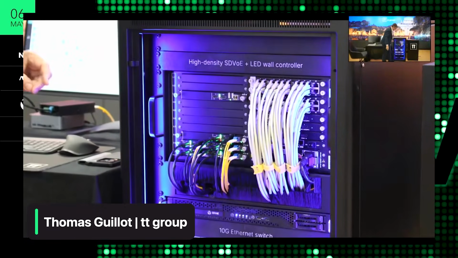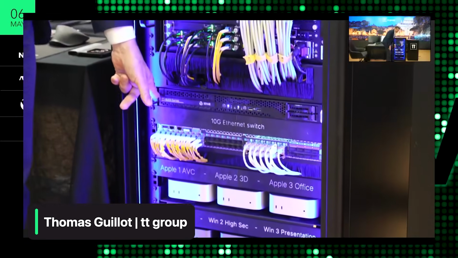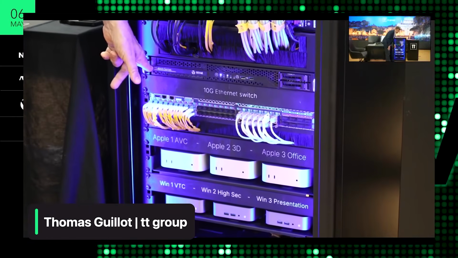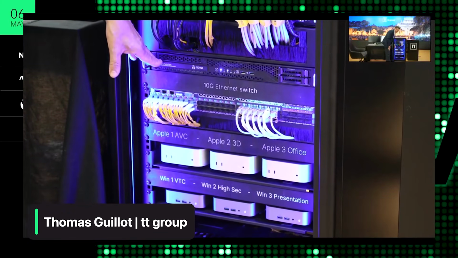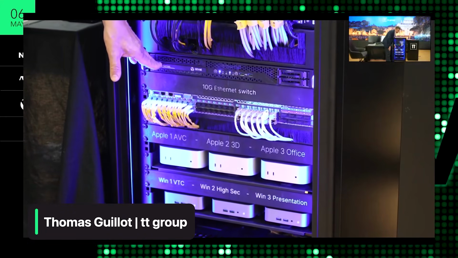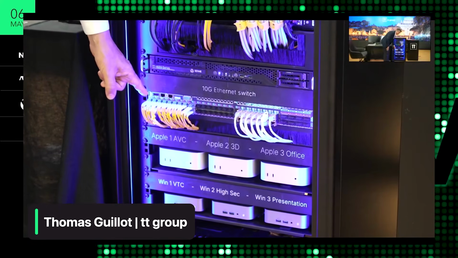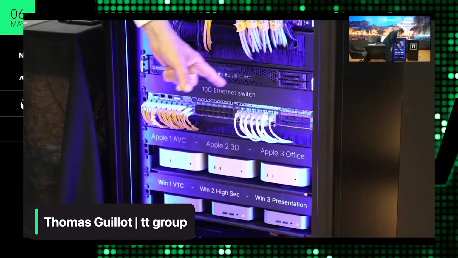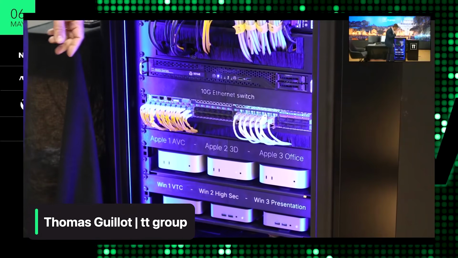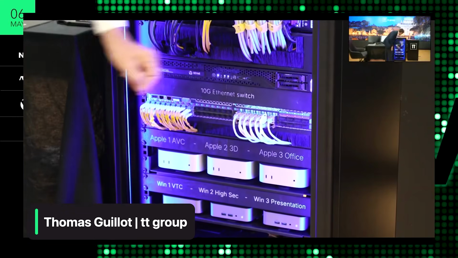If we go down a little bit, you have our management appliance, which is the PC that is hosting the server part of the SDVoE system. Below, you can see the Netgear switch, the 4500 series. It has 48 10G connections, and it has 8 100G connections.